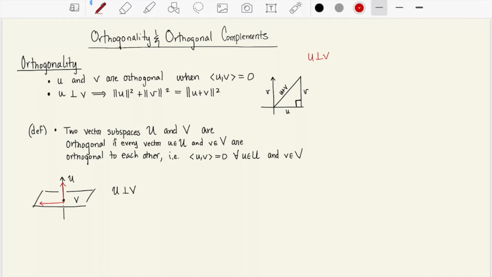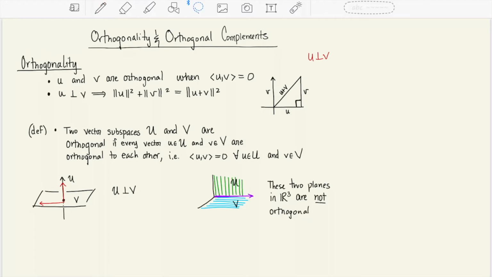But what if you think of the floor and the wall of a room at perfect 90-degree angles from each other? Are these vector spaces orthogonal? You may be surprised to find out that no, the wall and the floor are not orthogonal to each other as vector spaces of, in this case, R3. So more precisely, I'm thinking of the floor as being the xy plane, and I'm thinking of the wall as being the yz plane.